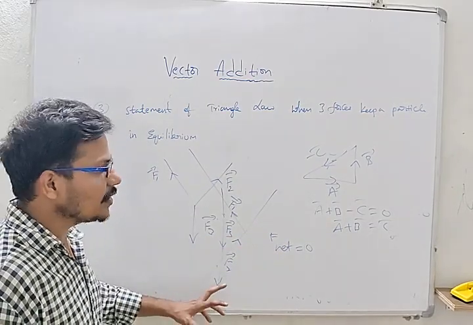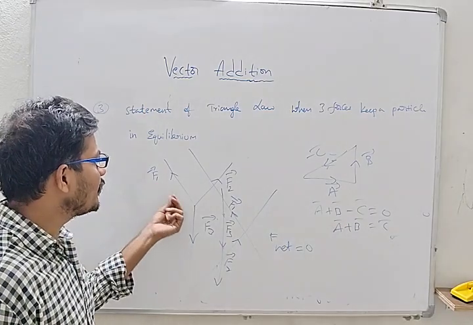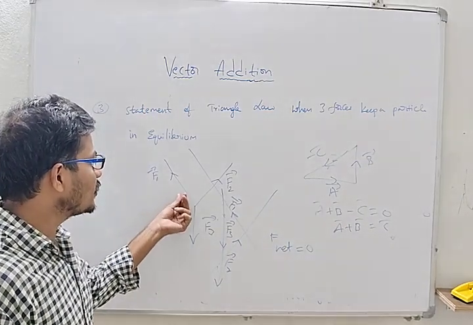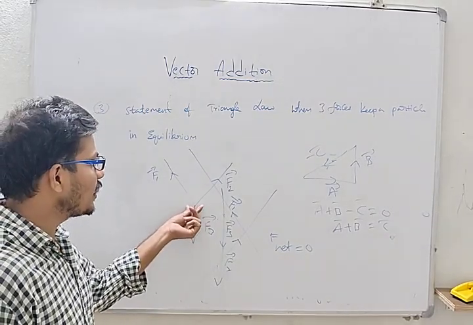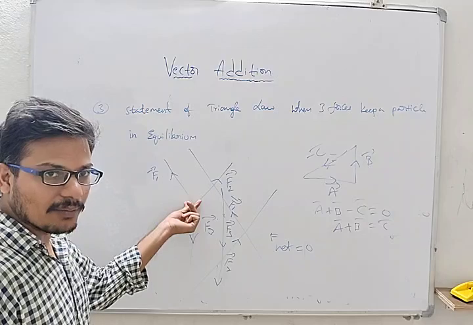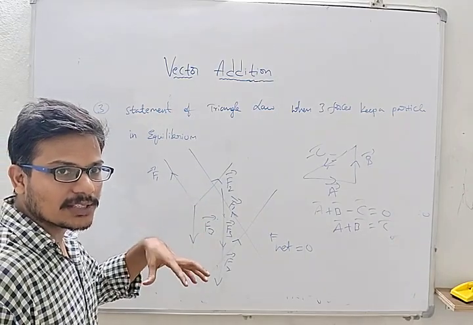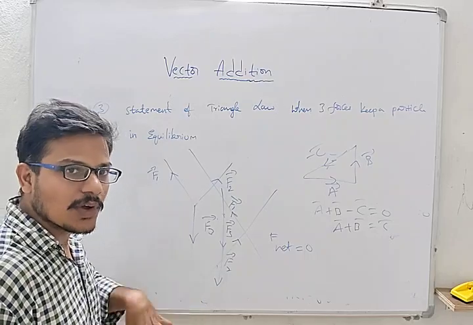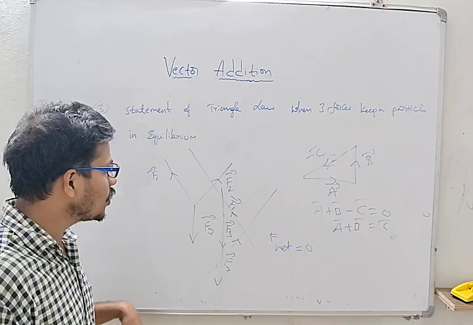I hope you understand. If you do not understand, replay the class once, and you may understand. See, once again I am explaining this. Three vectors, which are nothing but forces. Three forces keep a particle in equilibrium. Equilibrium means the total force is 0. Why? Because equilibrium is rest, which means the force acting on the body is 0.